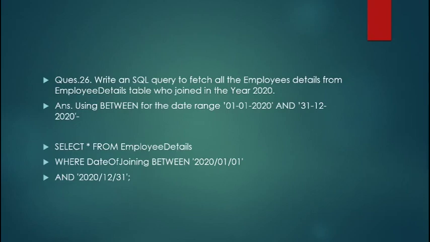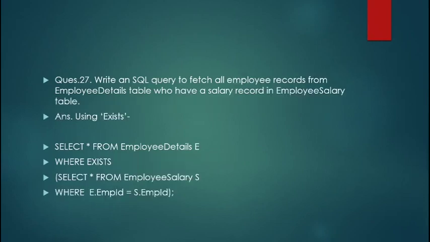Then only you will be able to find out how many employees had joined in the year 2020. So how we are writing this query is: select star from employee details where date of joining between 2020/01/01 and 1/1/2020, using BETWEEN, and the date format here is YYYY-MM-DD. In this way you can find out all the employees that have joined in the year 2020.